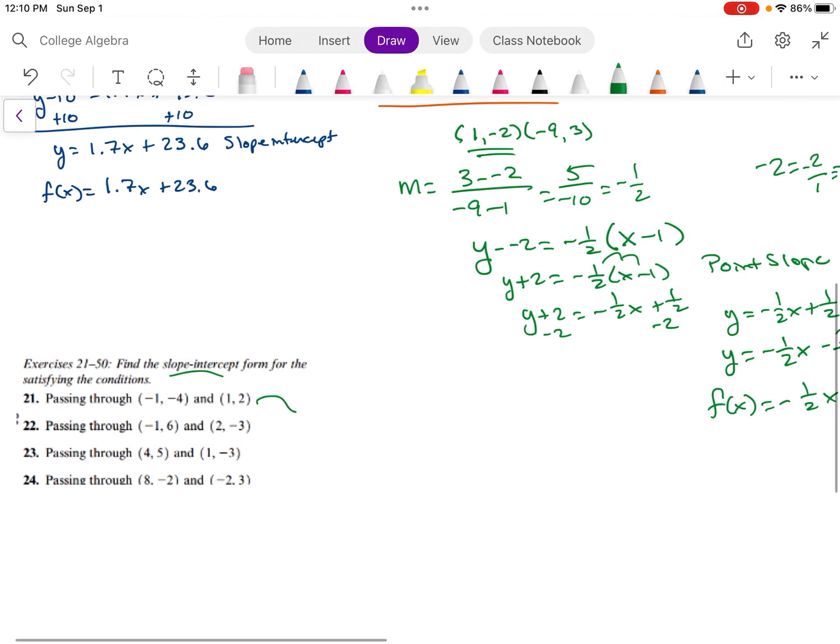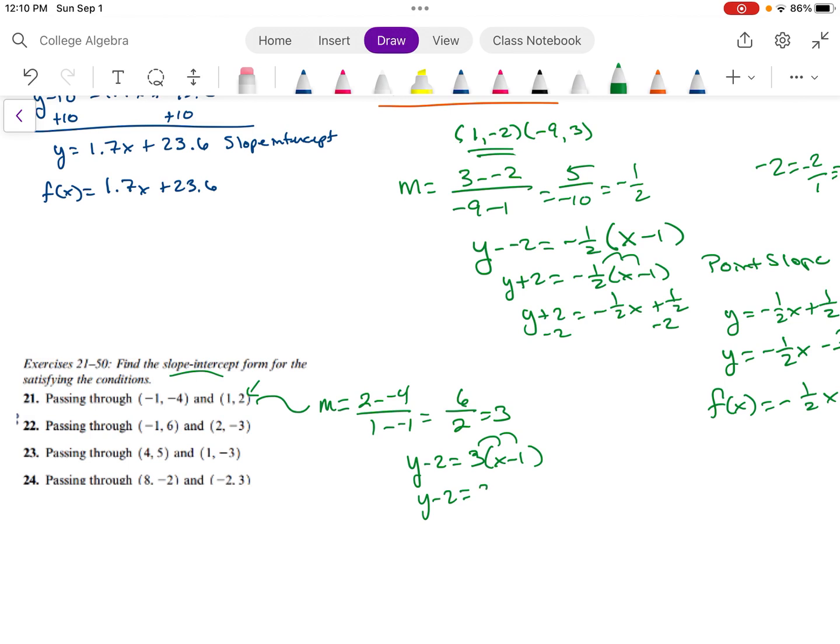So as I use the first one, I've got to find the slope first. (2 minus negative 4) over (1 minus negative 1), which is 6 over 2, which is 3. I'm going to use the (1, 2) as the ordered pair. You get to use either one; they both simplify to the same slope intercept form. So using point slope, y minus 2 equals 3 times (x minus 1).